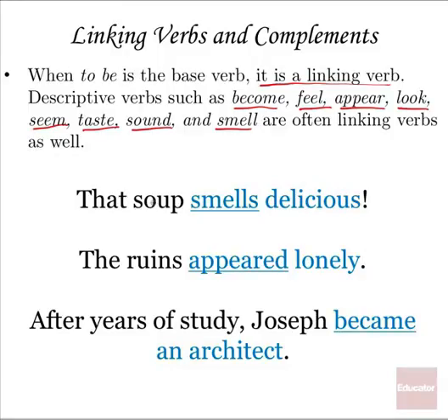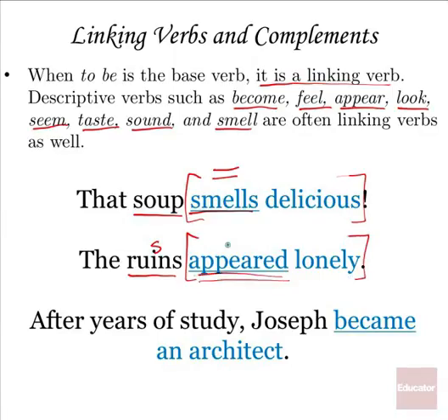So, that soup smells delicious. Soup is the subject. Smells delicious is our predicate. Smells is our verb. It's a linking verb, so we can replace it with an equal sign. Soup equals delicious. The ruins appeared lonely. Ruins is our subject. Appeared lonely is our predicate. Appeared is our verb. And we can replace it with an equal sign.